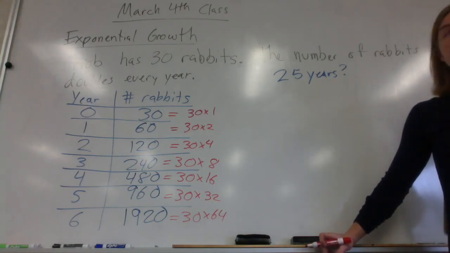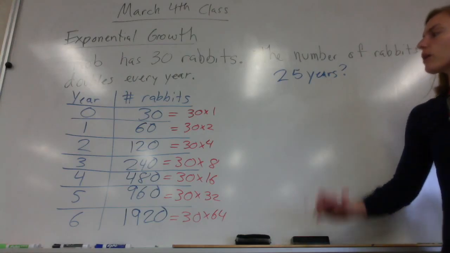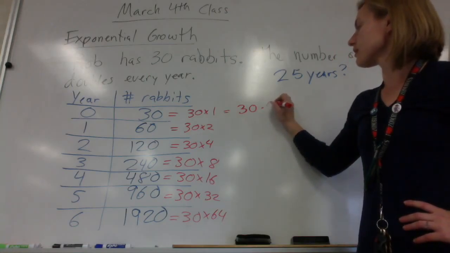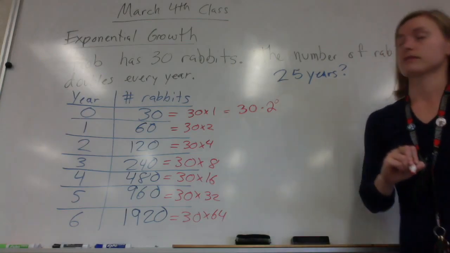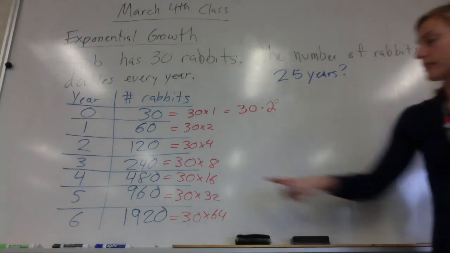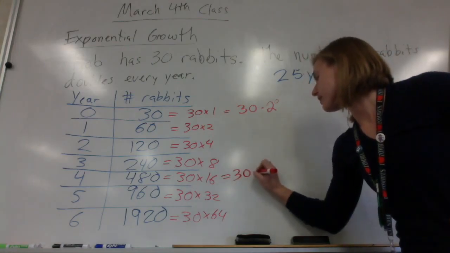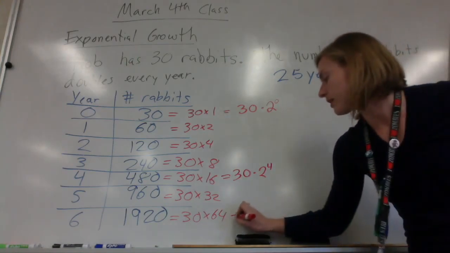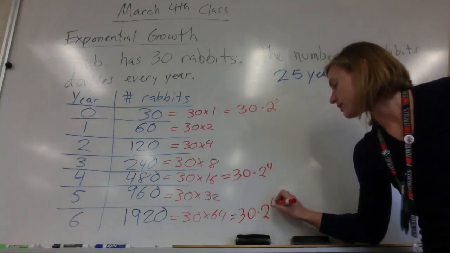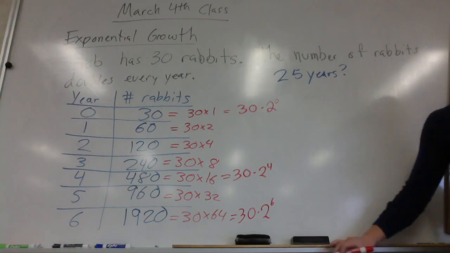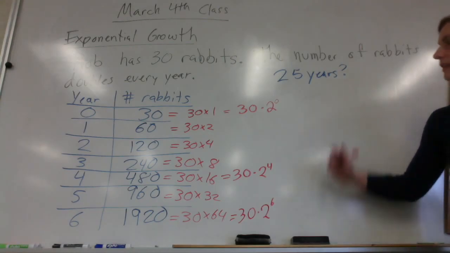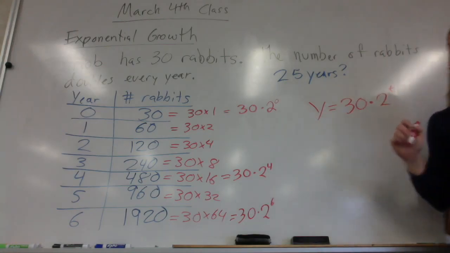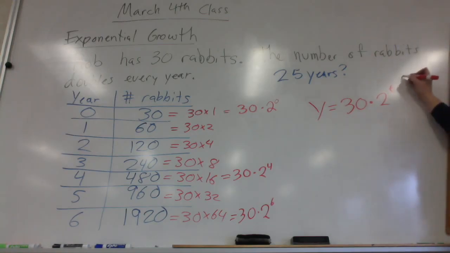So I'm going to give you a little hint here because this is not something you guys are used to looking for. What we're essentially doing is taking 30 and multiplying it by 2 to the power of whatever year it is. So down here for 4, I'm doing 30 times 2 to the 4th power. For 6, I'm doing 30 times 2 to the 6th power. So we can think of there's this general rule of 30 times 2 to the t power, where t is whatever amount of years.